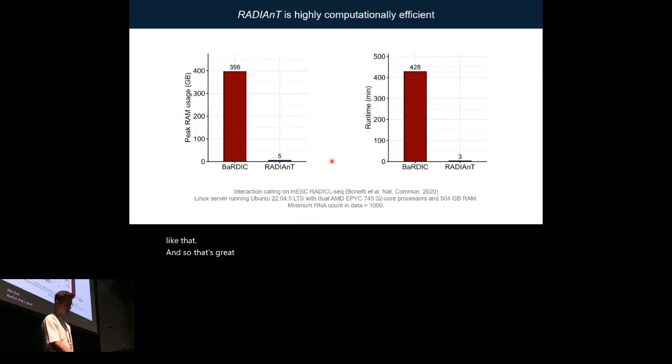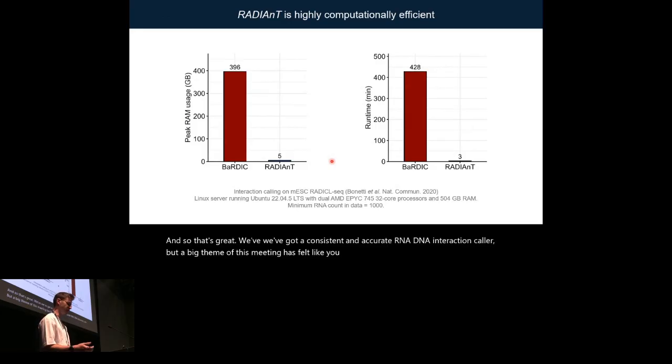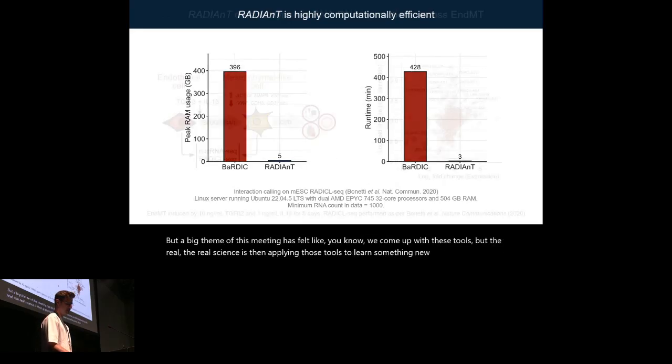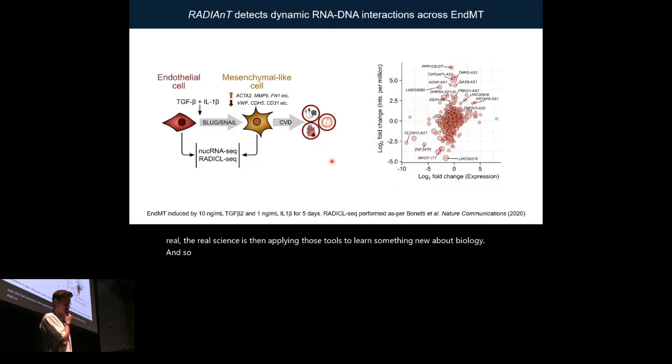We've got a consistent and accurate RNA-DNA interaction caller. But a big theme of this meeting has felt like, we come up with these tools, but the real science is then applying those tools to learn something new about biology. And so we wanted to look for true gene regulatory RNAs and non-coding RNAs. And so what we did is we utilized RADICL in a scenario of endothelial to mesenchymal transition.